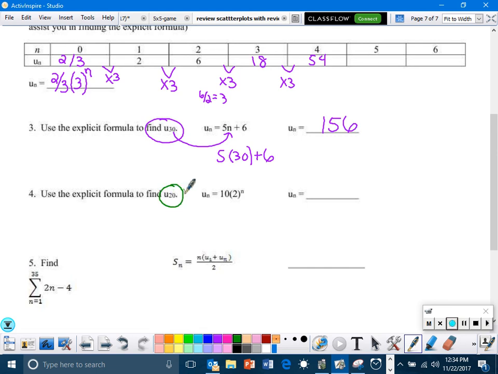Substitute for n. Find the 20th number in the sequence. So 10 times 2 to the 20th power. 10 times 2 to the 20th power is a very large number. Okay, 10485760. If I put commas in there, that would be 10,485,760.